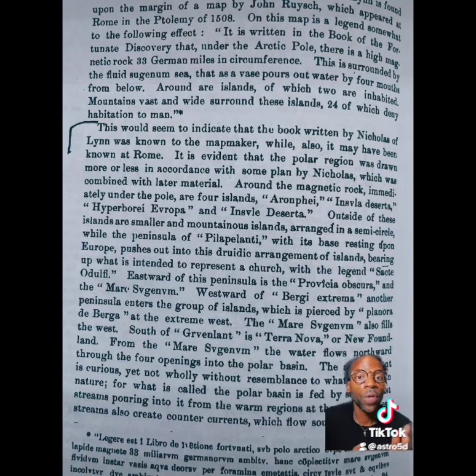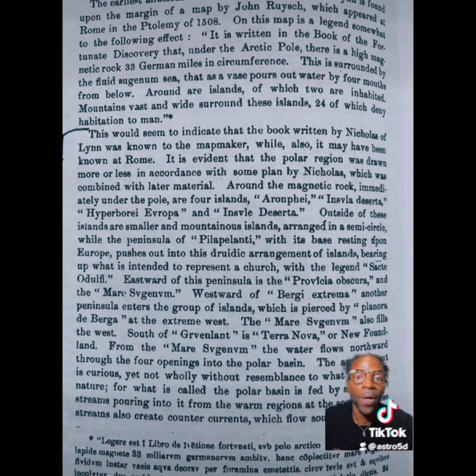Now we're going to switch over to Inventio Fortunata. Okay, at the top it tells you how the earliest allusions of the Inventio Fortunata appeared in Rome in Ptolemy of 1508. On this map, it is a legend of somewhat to the following effect. It is written in the book of the fortunate discovery that under the Arctic Pole there is a high magnetic rock 33 German miles in circumference.